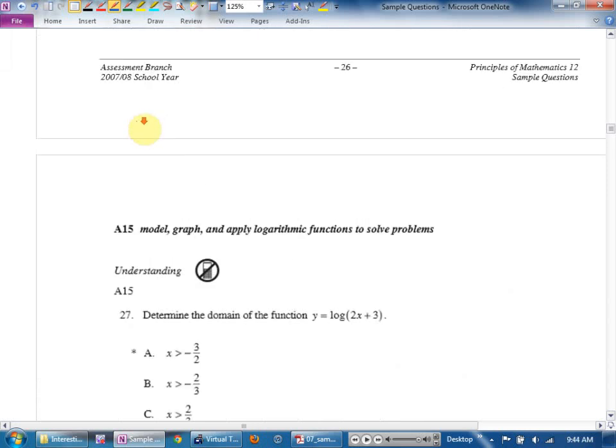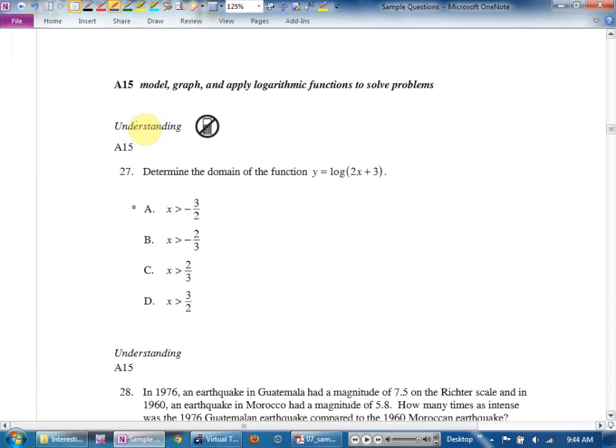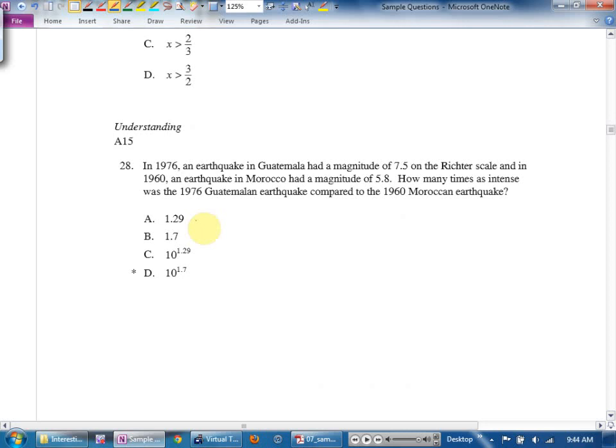Domain of a log function. What's inside the log has to be positive. Get the x by itself. How? Minus 3 and divide by? X has to be bigger than negative 3 over 2. Okay? Don't forget Richter scale. Richter scale was 10 to the bigger minus smaller equals how many times stronger?